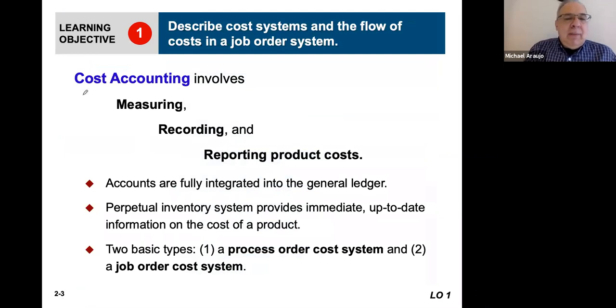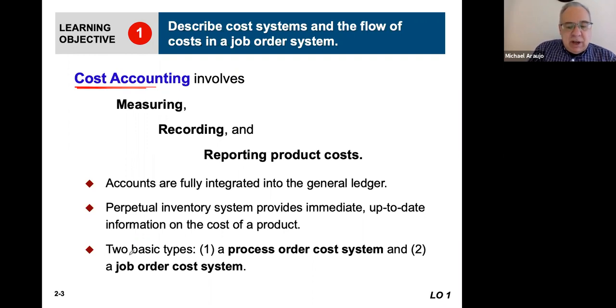Remember, part of accounting is measuring and recording and reporting costs, and that's the focus of cost accounting. And it's a very important thing because businesses have to know their costs. Otherwise, how do you price your product well? How do you make a profit? It's incredibly important. Okay.